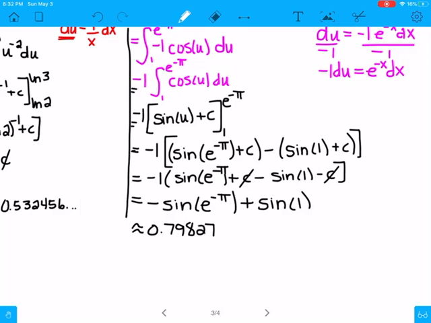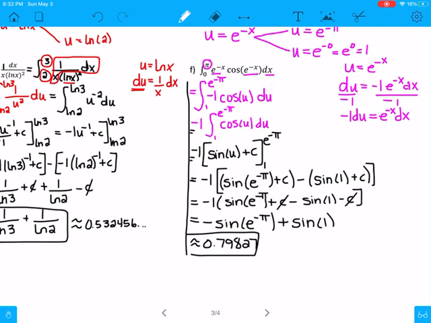So that's the area under the curve from 0 to pi of e to the negative x cos e to the negative x dx. Okay, so that's the area under the curve from 0 to pi. And you can type that in and check it out.